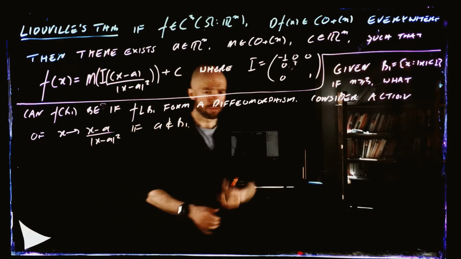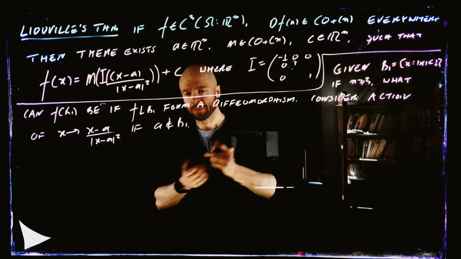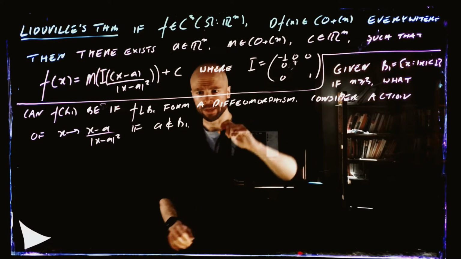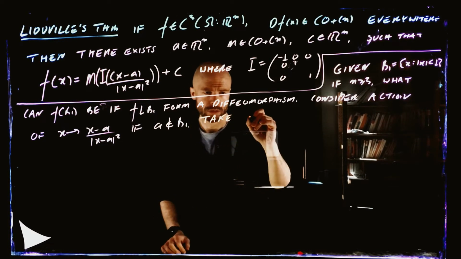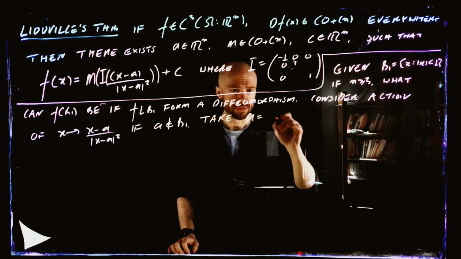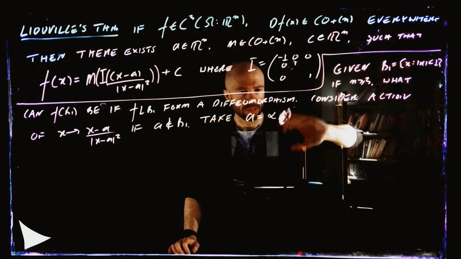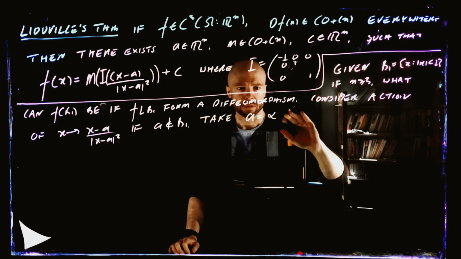Okay, so by rotations, we can assume that if a is not inside the ball, then a is just going straight up in the direction of the E3 coordinate. So take a to be equal to, say, alpha E3. So let's do this in 3 dimensions.